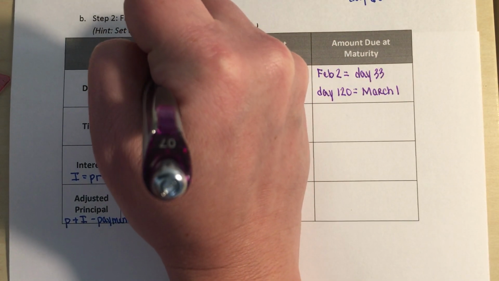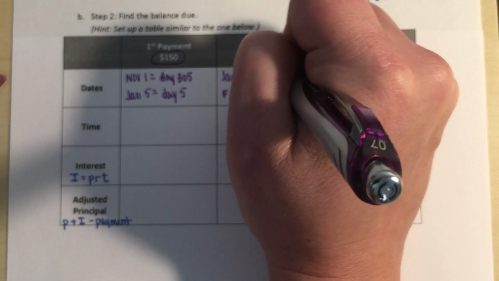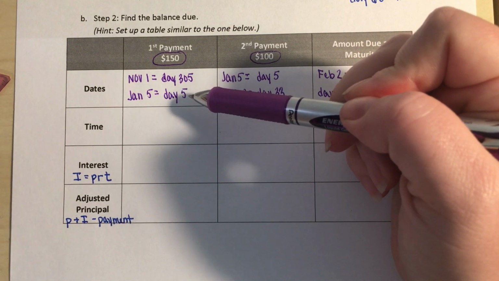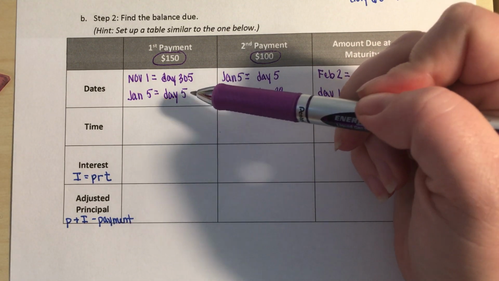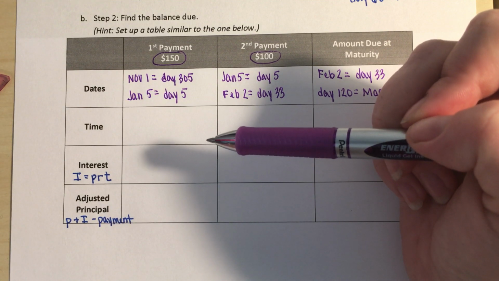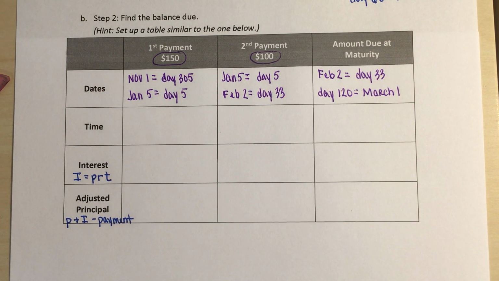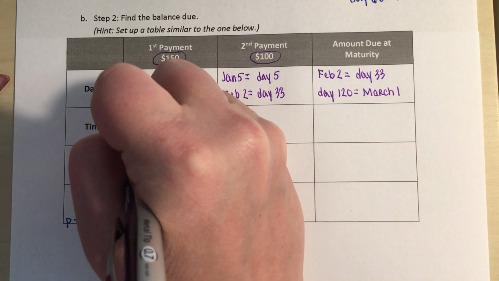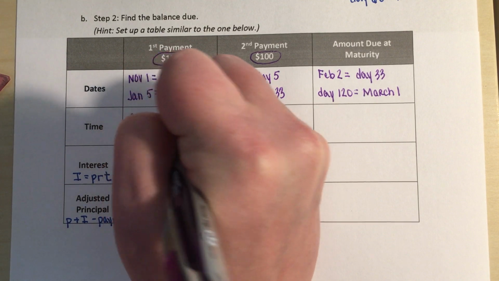These numbers are going to be up to you to fill in based on the details given in your specific problem. Now we're going to start with time. We'll figure out the amount of time for each of these different groups of payments. Our time from November 1st to January 5th: thinking about what we did in example B on the previous page, these are in different calendar years, so we need to figure out the total number of days elapsed in between. From November 1st to the end of the year, we take 365 minus 305.